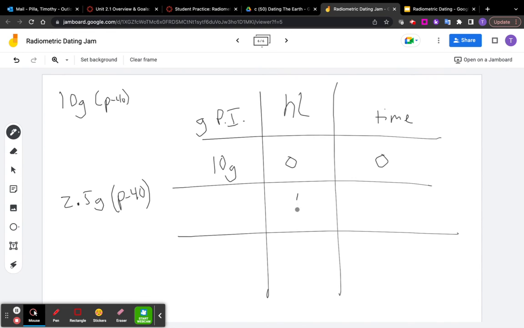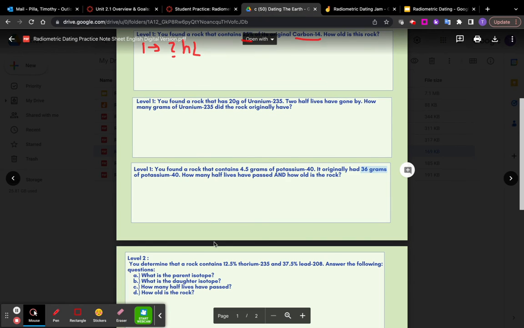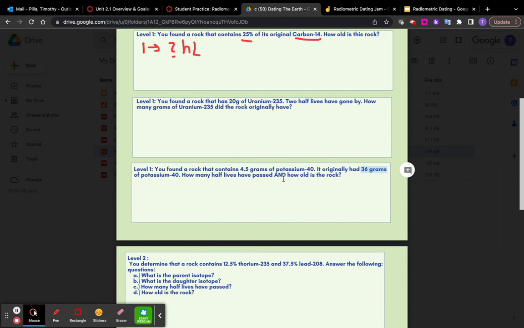So how much was there after 1 half-life? What's half of 10? 5. All right, we're not there yet, so it's definitely more than 1 half-life. What's half of 5? 2.5 grams. That's after 2 half-lives. Oh, for my example here, we got there. We know that 2 half-lives have gone by. Boom, first answer, done. But you're not done. How old is the rock? Now we got to use the table.